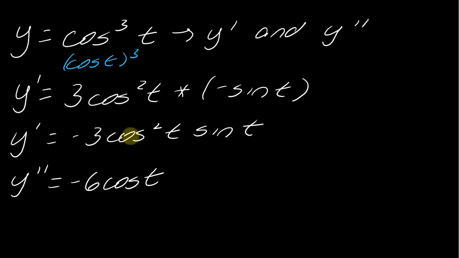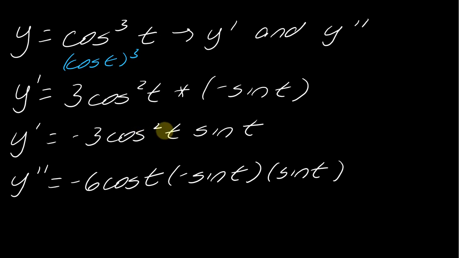Now I have to multiply by the derivative of the inside. What is the derivative of cosine? That's negative sine. And then remember, this whole derivative then has to be multiplied by sine t. So these are kind of separate things. Okay, so that's the first part.